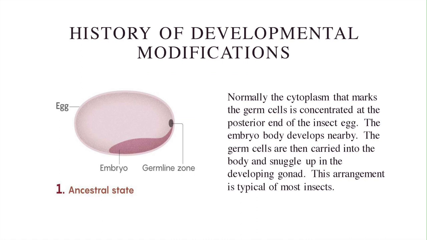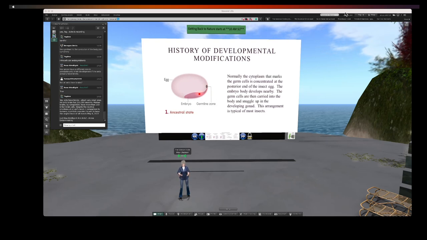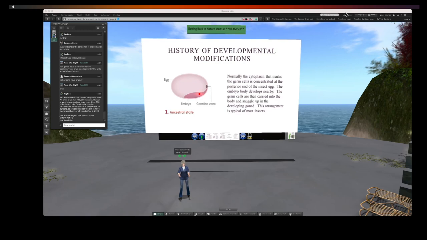And this is just a summary of what they found. Okay, so what's typical of most insects is this picture that you see here. There is one germline zone, it's in the posterior, that is going to become the germ cells. And the germ cells, as the embryo begins to develop, will then migrate into the embryo and snuggle up into the gonads. So this is your typical insect.